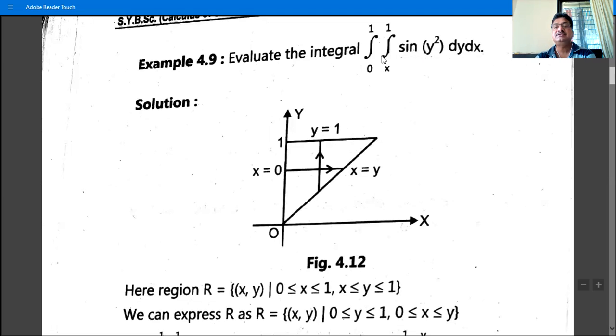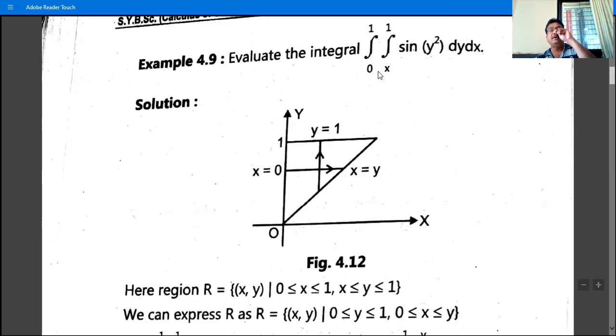So this is such a type of example, where there is no instruction to change the order, but we have to change the order, because integration of sine y square with respect to y is somehow complicated. So that's why we have to integrate this with respect to x first. And that is, we have to change the order of the integration. So first draw the figure.